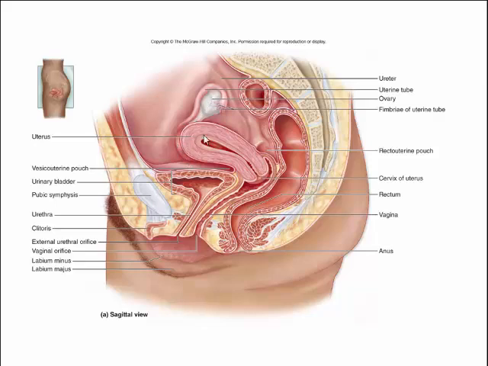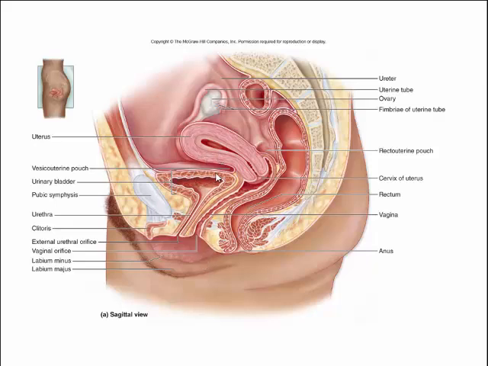The uterus is a thick muscular organ with a narrow internal cavity. The lower portion of the uterus is the cervix. The cervix is the part that projects into the vagina. The vagina surrounds the cervix and has an external opening, the vaginal orifice, which opens into a space between the labia minora. The space is called the vestibule.